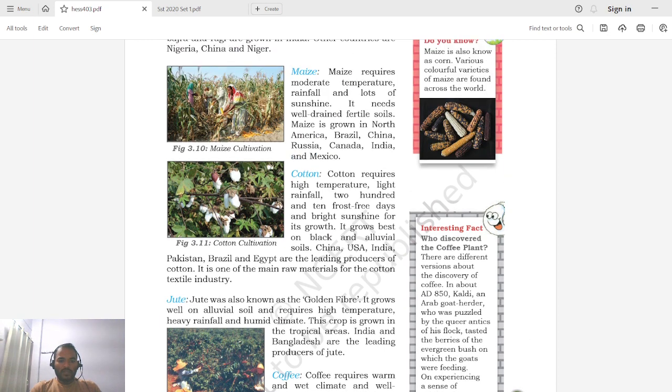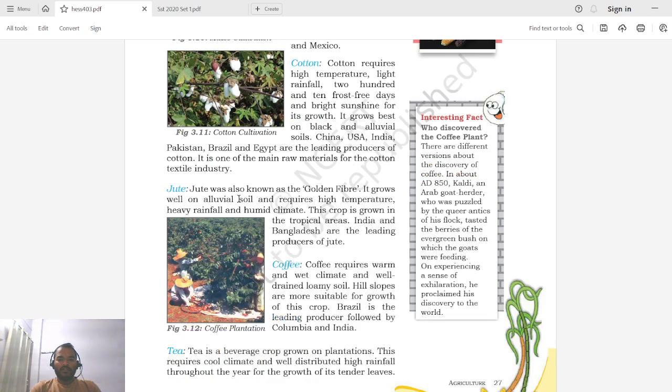And over here we have a cotton cultivation. Just imagine if the cotton is grown as shown in the picture, and if there is a sudden rainfall, what will happen? The complete crop would be destroyed, right? So these parameters like 210 frost free days are a very important parameter, right?